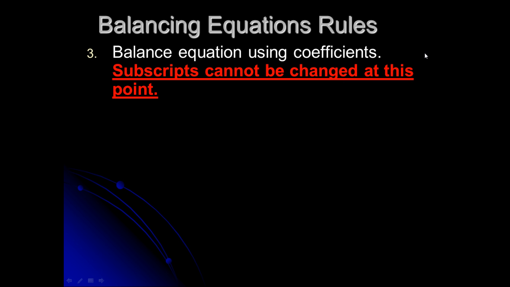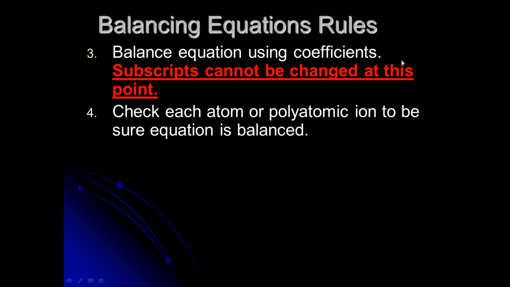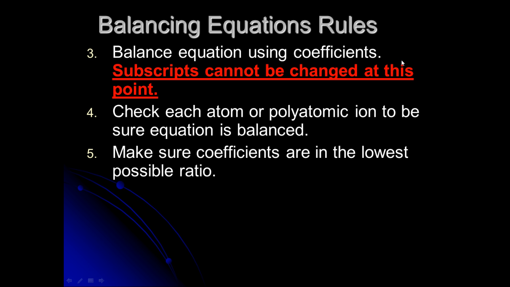Now, at this point, I want to balance the equation by adding coefficients. I can't change subscripts at this point anymore, okay? It's only in that first step that I can change subscripts. Then I want to check each atom and polyatomic ion to make sure the equation is balanced, and reduce it to the lowest whole number ratio if that's possible.